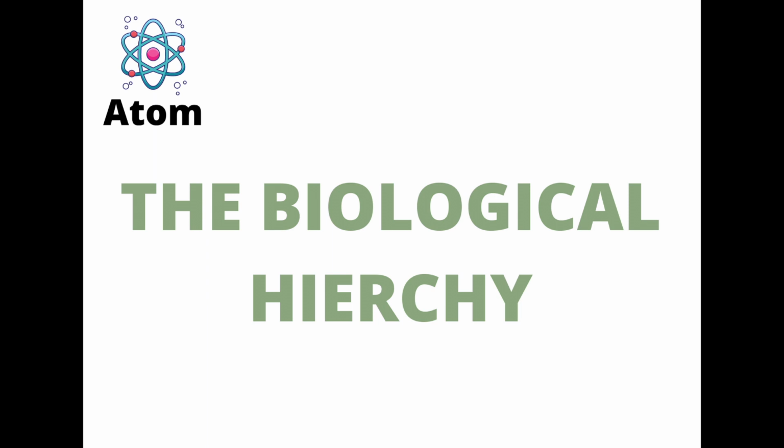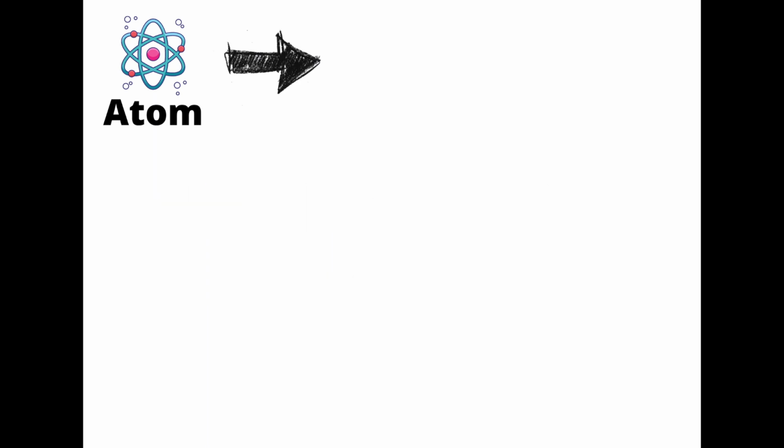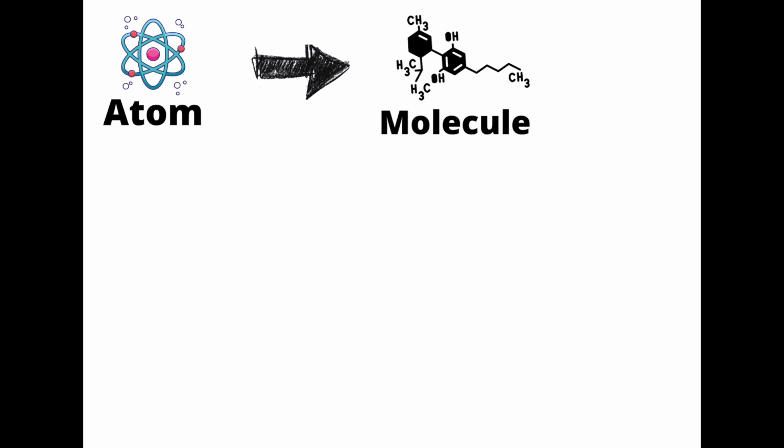Next, we're going to jump into the biological hierarchy. This is just a systematic way of putting every living thing into levels of complexity. So we begin first with the atom. The atom is what makes up all matter. It also makes up molecules. Molecules are any 2 or more atoms put together by a chemical bond.